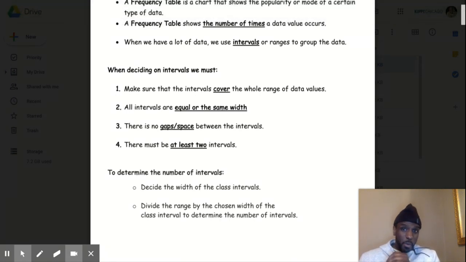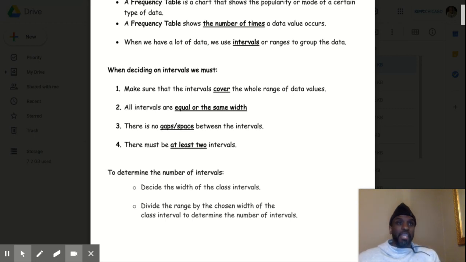We're going to talk about that more. There is no gap or space between the intervals. What do I mean? If you are saying that, Mr. Hunt, I'm going to look at all the numbers between 1 and 5. I'm going to look at the numbers between 6 and 10. I'm going to look at the numbers between 11 and 15. I'm going to look at the numbers between 16 and 20. You are doing intervals of 5: 1 through 5, 6 through 10, 11 through 15, 16 through 20. You're looking at intervals of 5.